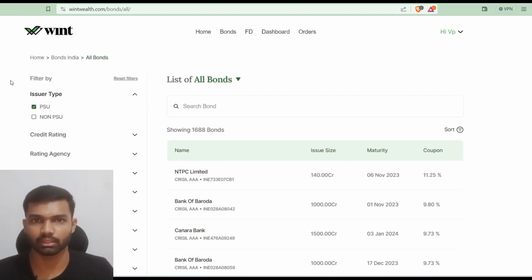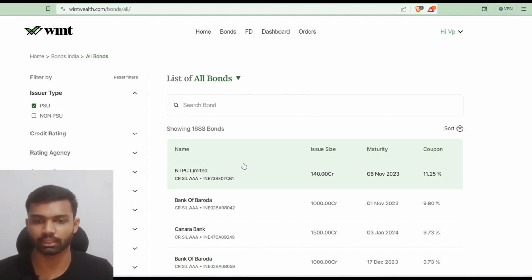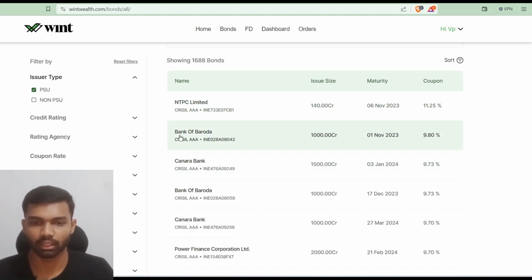This website is called wintwealth.com. In the issuer type, I am selecting the PSU companies, that is public sector companies. And if you see here, NTPC Limited, Bank of Baroda, Canara Bank, and so on, each company will issue bonds for their development. See, for every public sector company, the ratings are always stable. Why? Because the real owner or promoter is the government, so they don't get defaulted. And they also give a decent amount of interest to their investors.